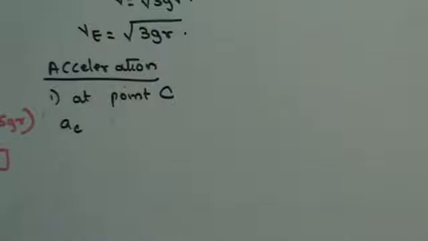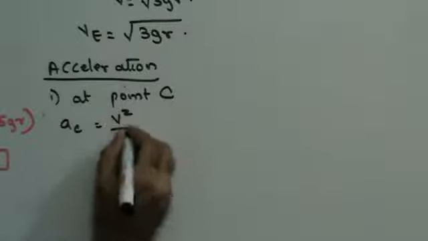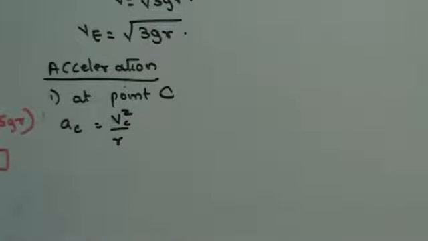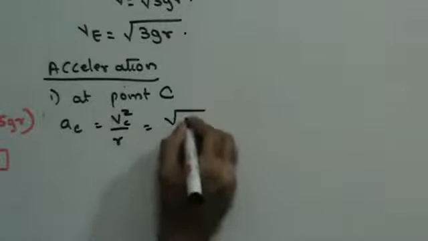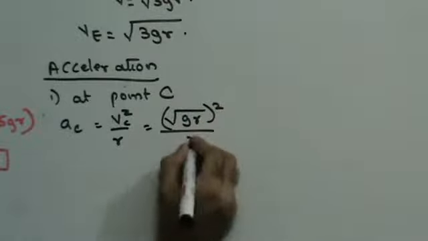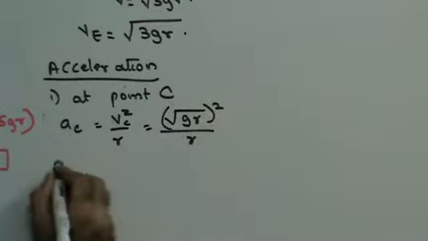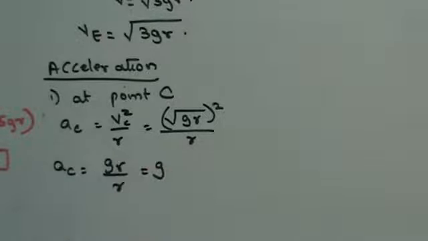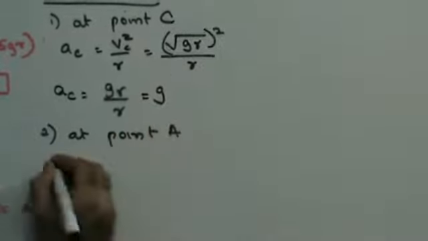We have just derived that centripetal acceleration in the previous lecture, if you see, is nothing but V square by R. So acceleration at point C will be velocity at point C the whole square divided by R. We also derived that velocity at point C is nothing but square root of GR the whole square upon R. So acceleration at point C will be nothing but GR upon R, so that will be nothing but G. That is going to be the acceleration at point C.